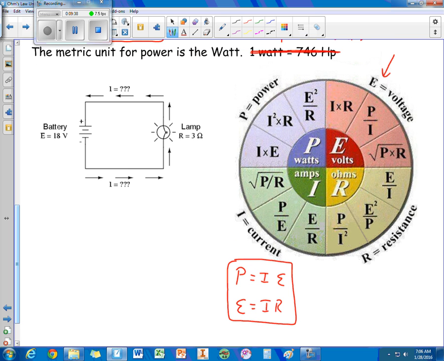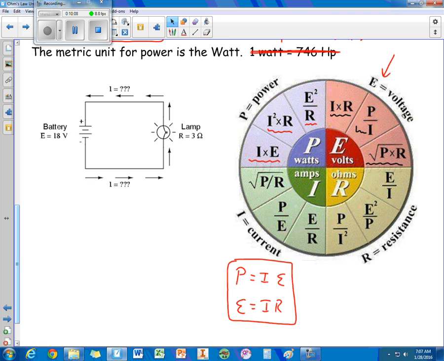So for power, here's one equation, I times electromotive force. Or I can do I squared times resistance, or electromotive force squared divided by R. Here's Ohm's law, voltage equals I times R. Or it can be power divided by I, or the square root of power times resistance, so on and so forth. If you have this wheel, which you can use for quizzes and tests, you can solve for anything.